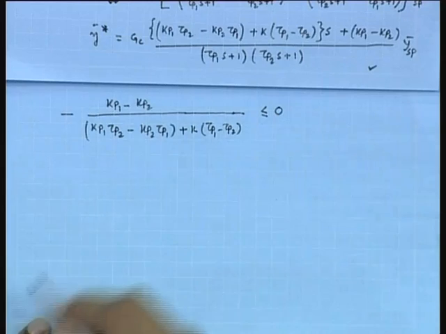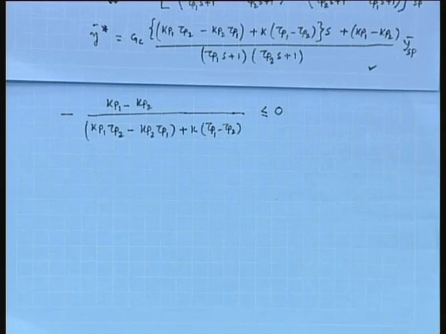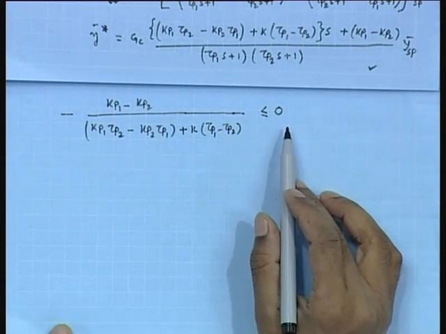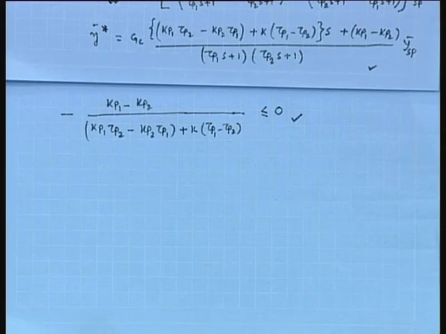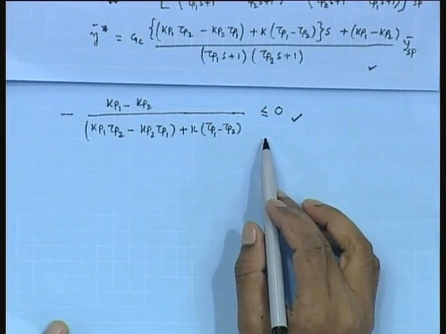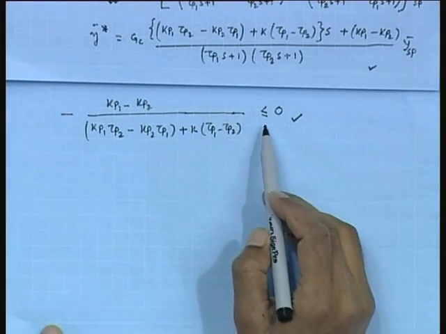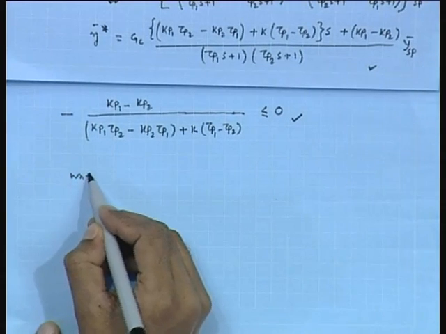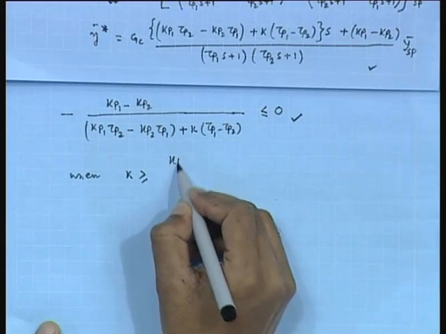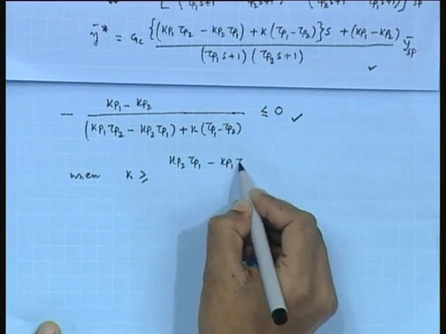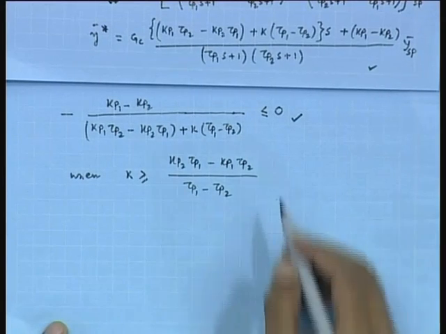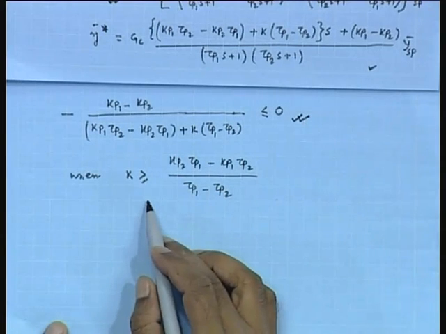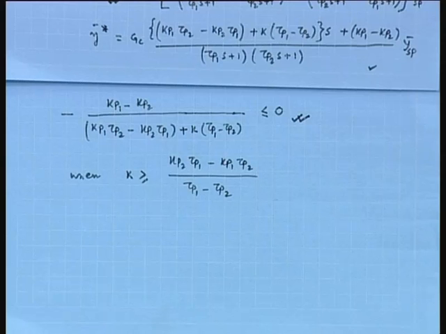Now, the condition for inverse response behavior is this zero should be greater than 0. Agree? Now, to avoid the inverse response behavior, it should be less than or equal to 0. Now, question is at what condition of k this is true? This is true when k is greater than or equal to Kp2 tau p1 minus Kp1 tau p2 divided by tau p1 minus tau p2. This zero should be less than 0 when this condition is satisfied.